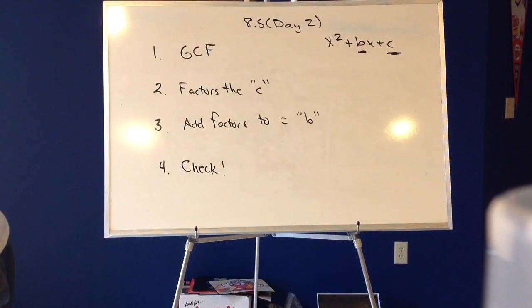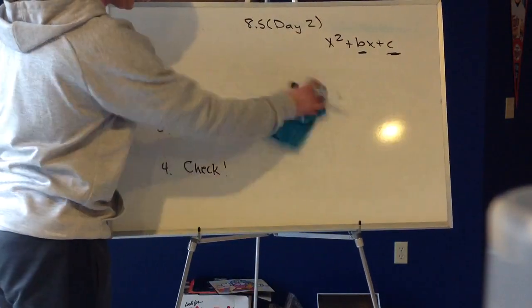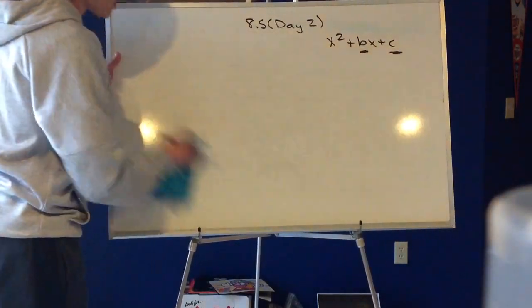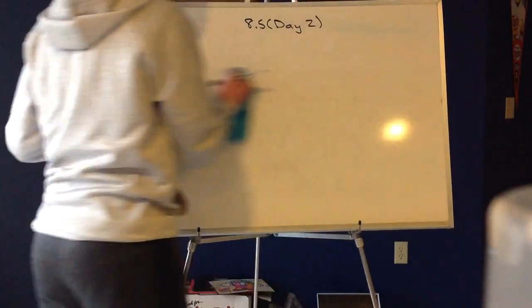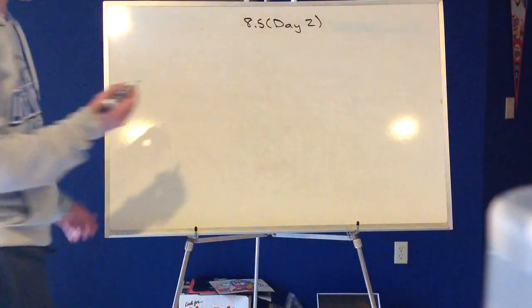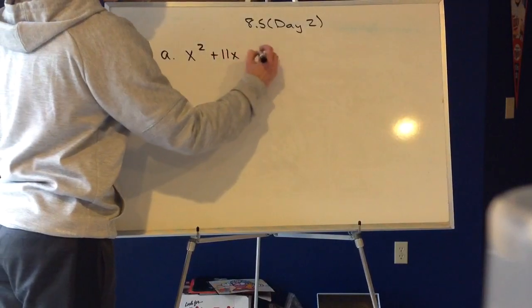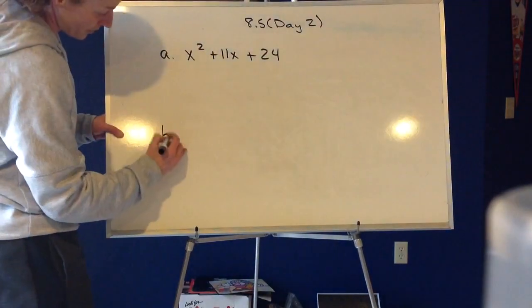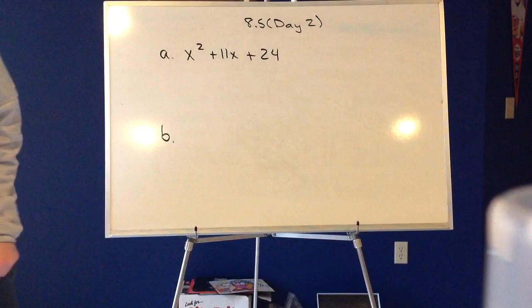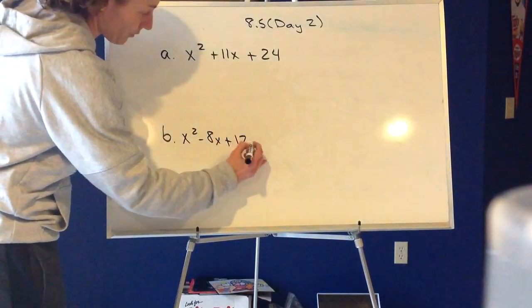All right, so let's go ahead and do a few more examples here. A little more practice, review things, and also look at what happens when we throw that GCF into the mix. We've done the two separately, and we want to throw them together today. So the first example that you have is x squared plus 11x plus 24. And I'm going to go ahead and throw the other one up here as well: x squared minus 8x plus 12.